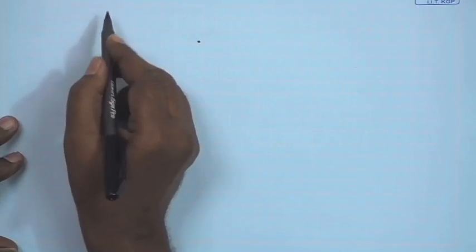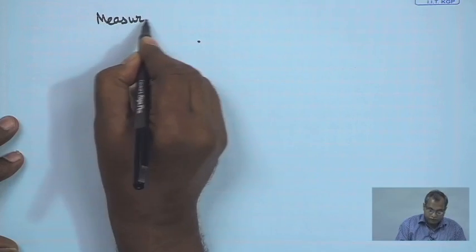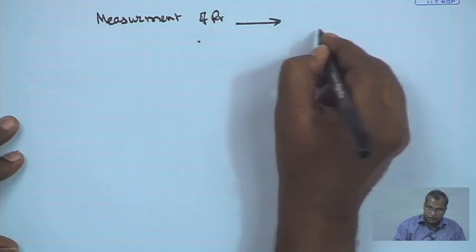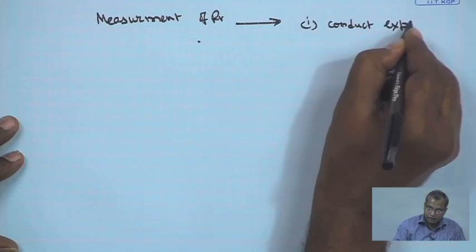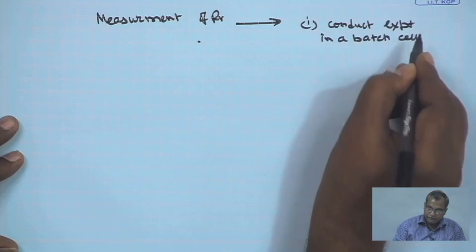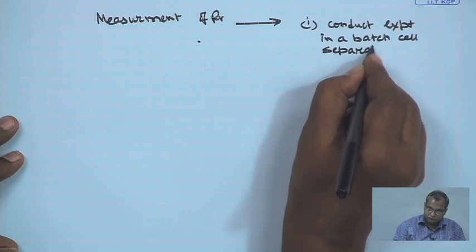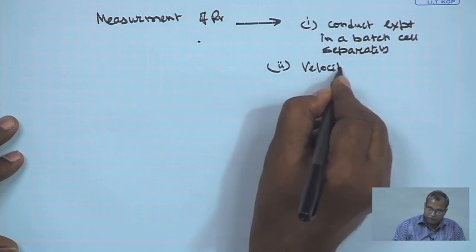So, what is the way of measurement of real retention? There are two ways. The first method of measurement of real retention is you conduct the experiment in a batch cell, the same batch cell, separately. Second, by velocity variation technique, I will be coming to that later on.